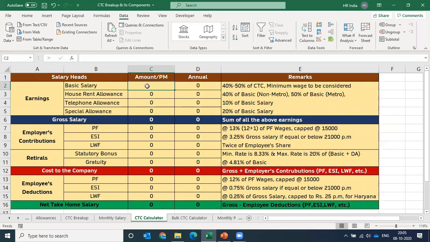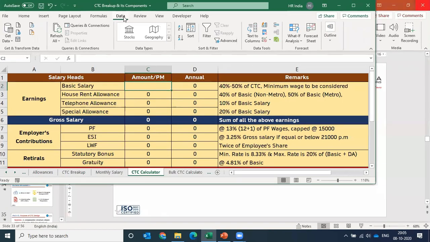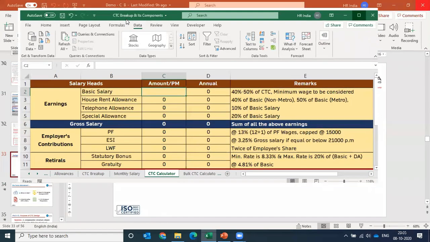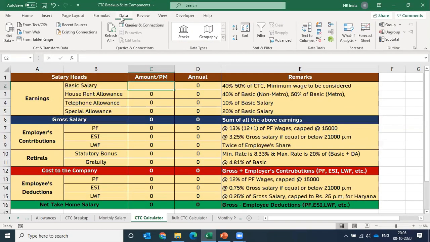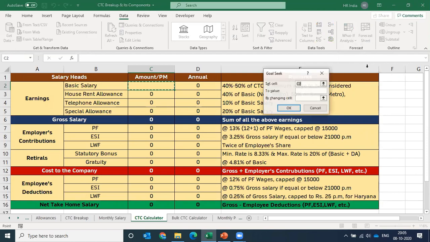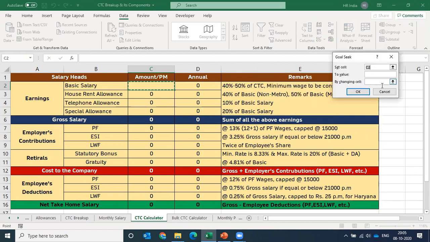How do we do it? In this Excel we have an option called Data. Just go to Data. In that you'll find an option of What-If Analysis before the Forecast Sheet. Just click on What-If Analysis. In What-If Analysis we have Goal Seek. Now this is the function that we are going to use to reach the desired CTC amount that we were looking for, right?